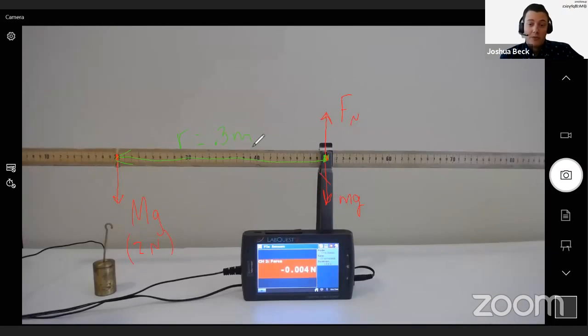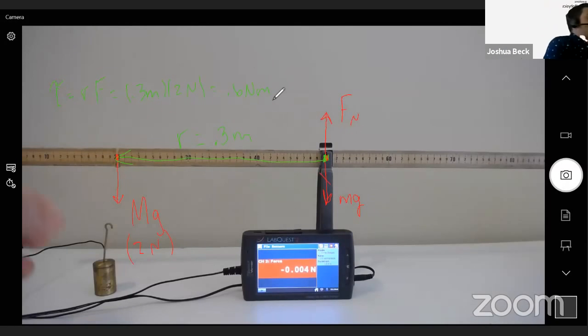So is this capable of producing a torque? Well, let's see. Torque is R times F. In this case, my R value is 0.3 meters. My F value is going to be 2 newtons. So absolutely, this is going to give me 0.6 Newton meters worth of torque.